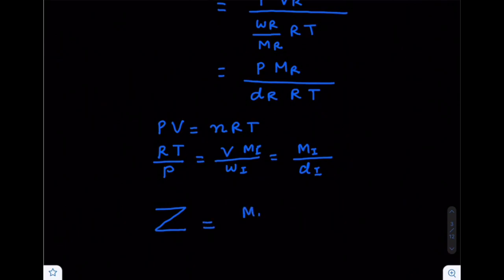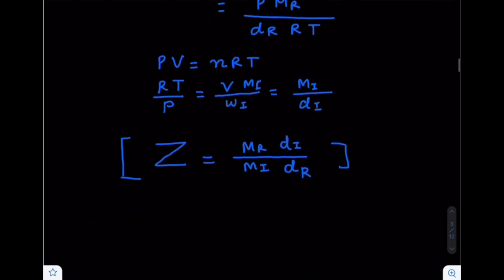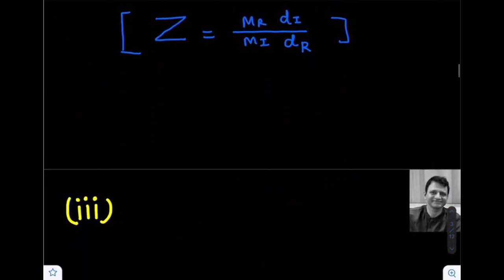So if we put this value in the above formula, we can write that compressibility factor Z is equal to molar mass of real gas upon molar mass of ideal gas, times density of ideal gas upon density of real gas. So the value of compressibility factor can also be represented in this form, which is in the form of molar mass and density of ideal and real gas. So this is the second way to represent the compressibility factor.